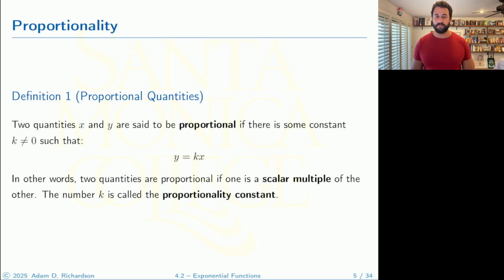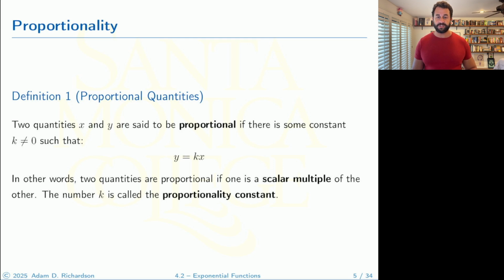All right. So now let's talk about proportionality, and we'll just start with a definition. Two quantities x and y are said to be proportional if there is some constant k not equal to zero, such that y is equal to kx. So in other words, two quantities are proportional if one is a scalar multiple of the other, and that number k is what's called the proportionality constant.